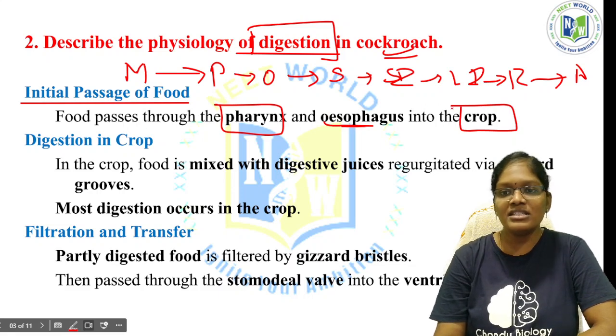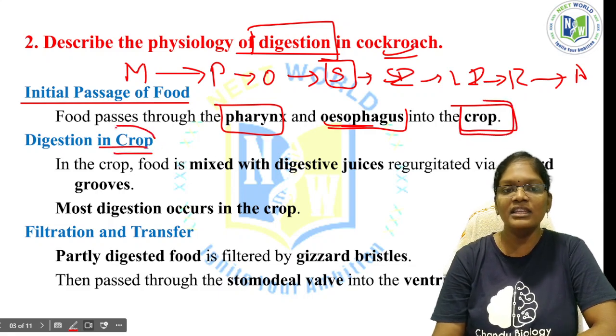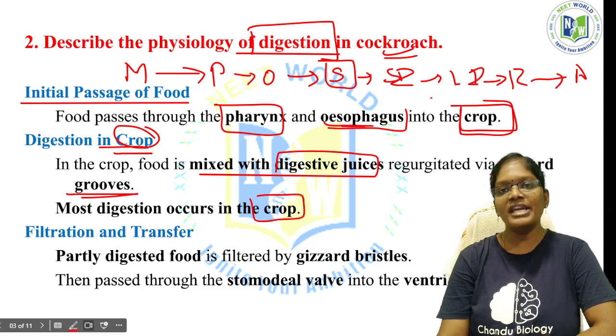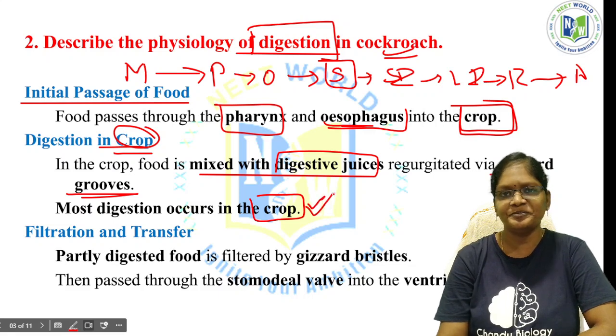In humans, after the esophagus the food reaches the stomach, but in the cockroach the food reaches the crop. So, digestion in the crop: here in the crop the food is digested. In the crop the food is mixed with the digestive juices, regurgitated via the gizzard and the grooves. Most digestion occurs in the crop. In human beings most digestion occurs in the small intestine, but in the cockroach most of the digestion takes place in the crop.